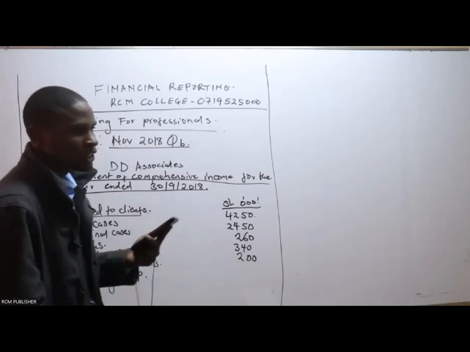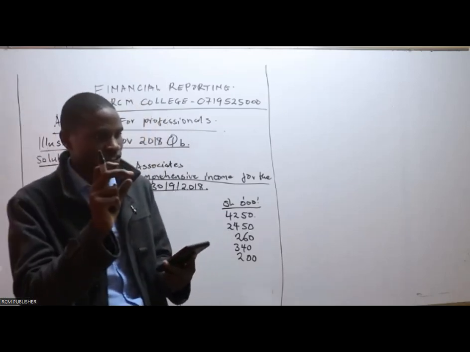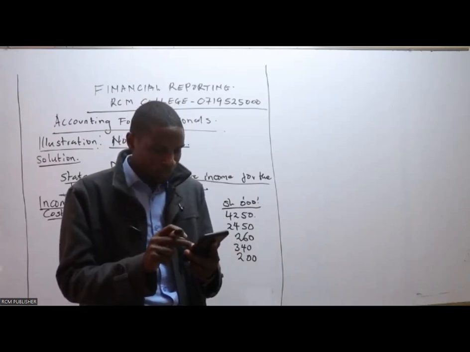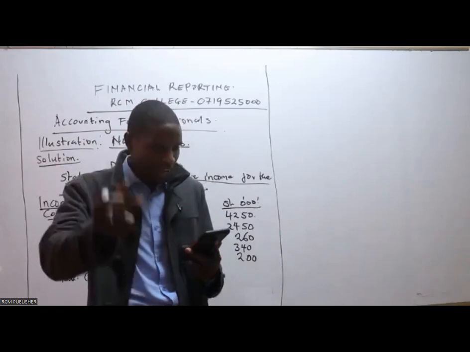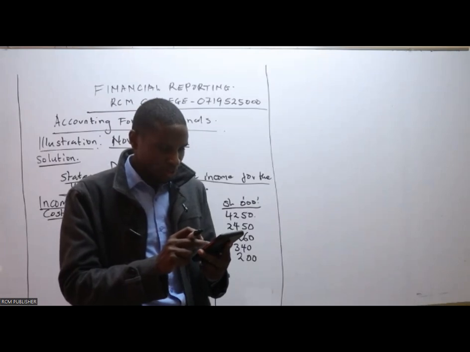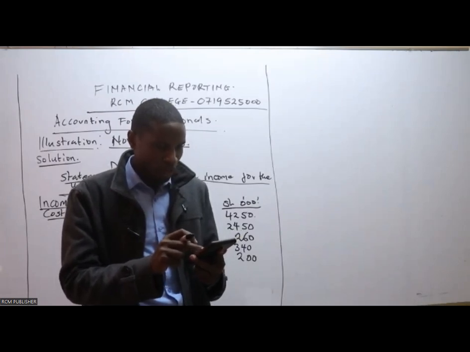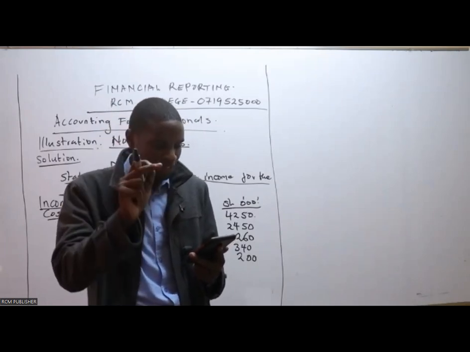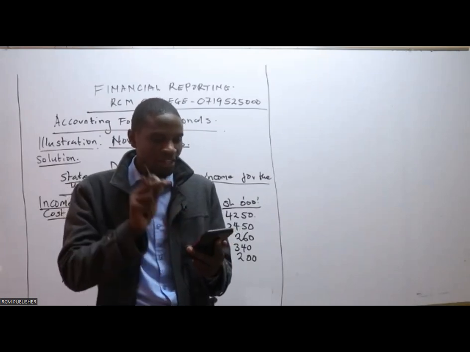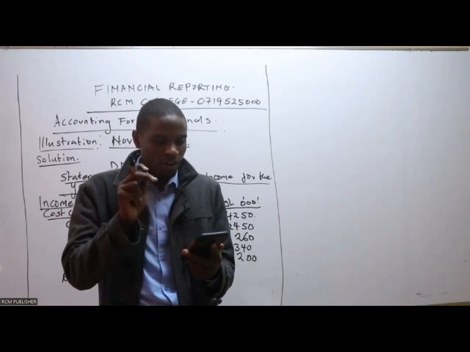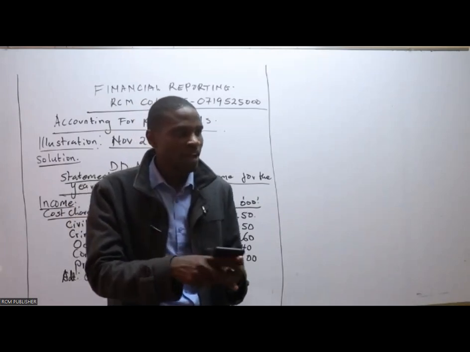So what is our closing work in progress? As far as the question is given, what will be our closing work in progress? Closing will be at the end of the period, when we are closing our financial year. Look at additional information number 3. We are told that cases in progress as at 30th September 2018 were valued at 705.